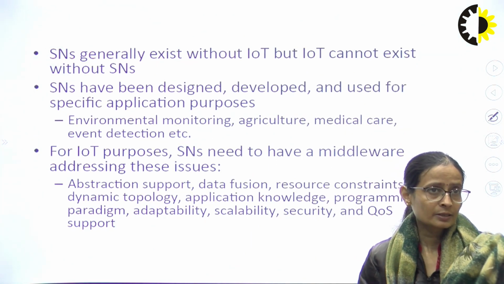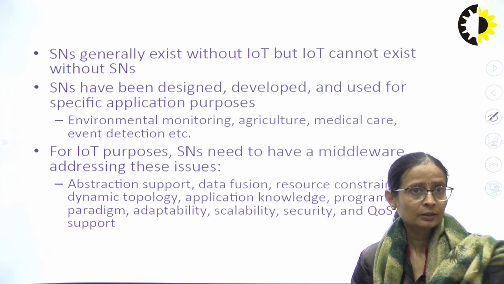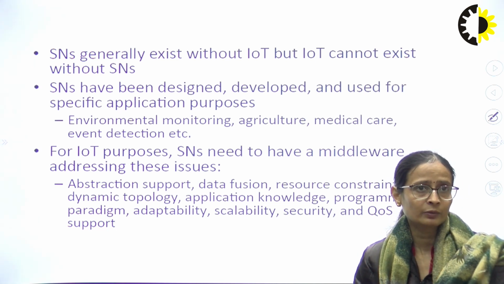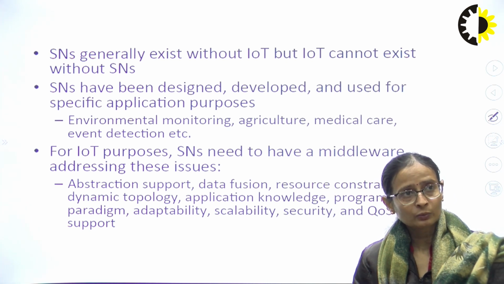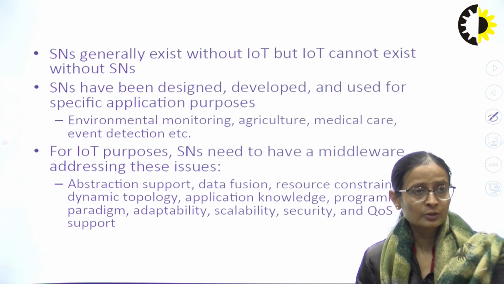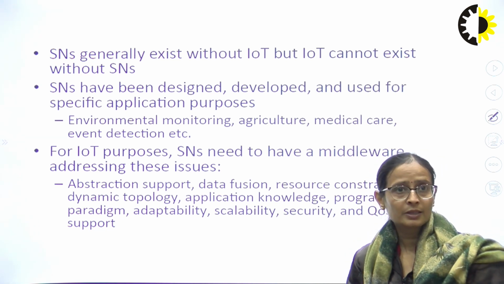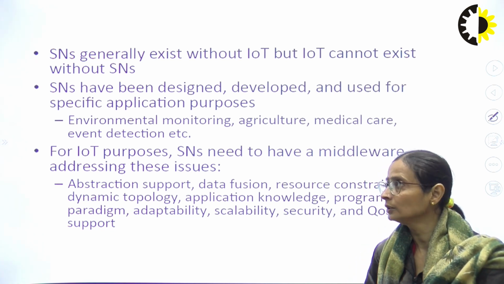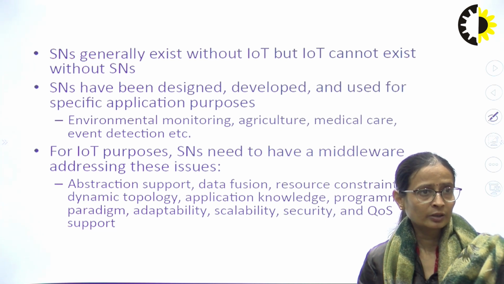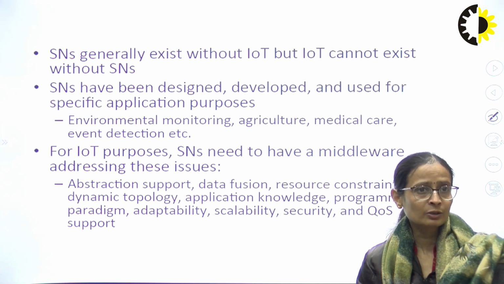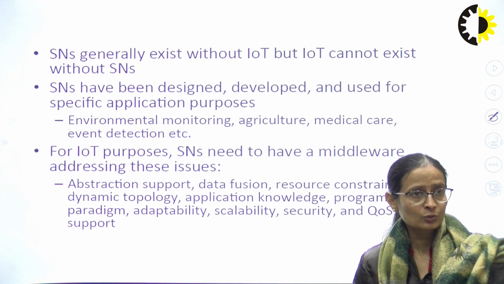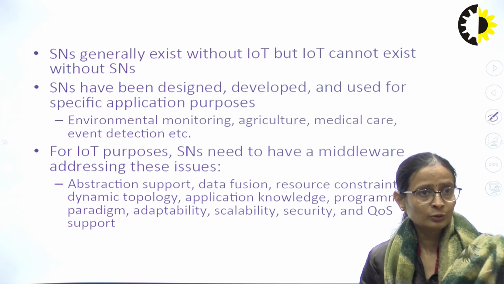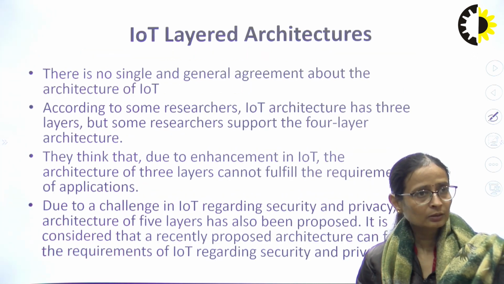Sensor nodes generally exist without IoT, but IoT cannot exist without sensor networks. That is, to form an IoT network, we require sensor nodes, or you could say sensor networks. Sensor networks have been developed, designed and used for specific application purposes. For example, it could be agriculture or an environmental monitoring system. So for IoT purposes, sensor nodes need a middleware addressing issues such as how we do data fusion, and how scalability, security and QoS support can be done.